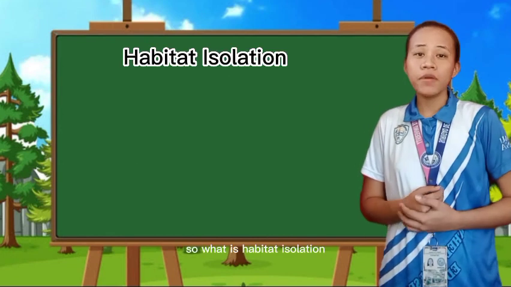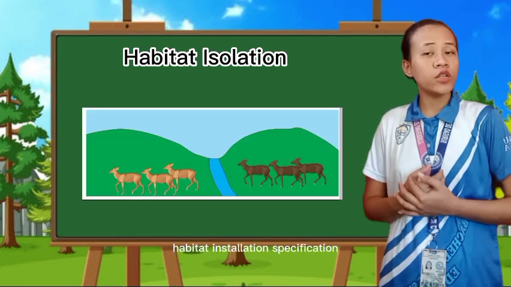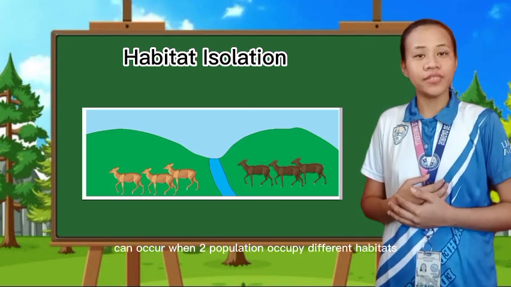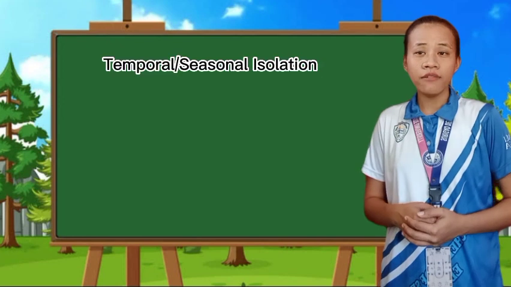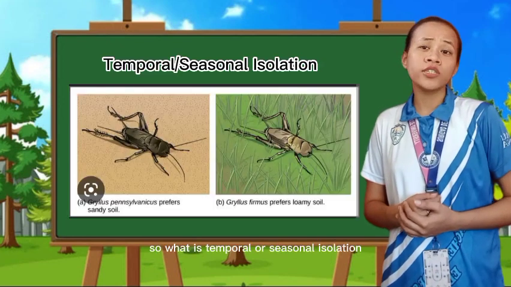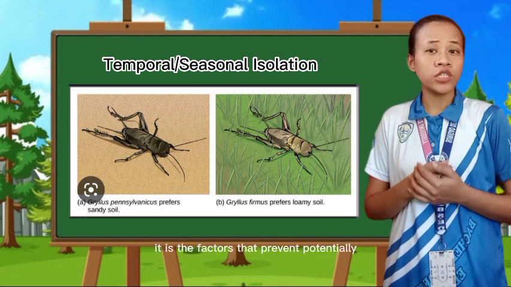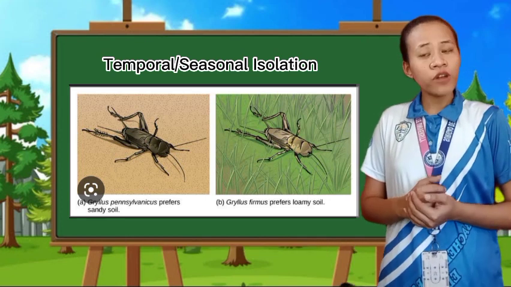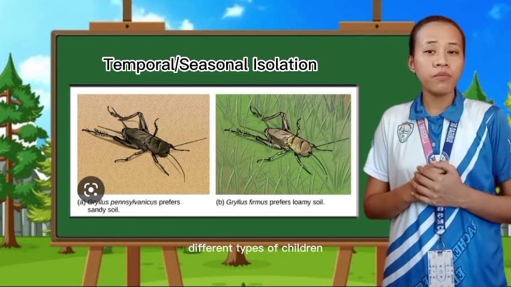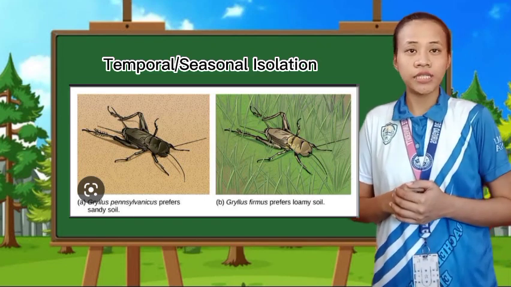So what is habitat isolation? Habitat isolation speciation can occur when two populations occupy different habitats. Next, we have temporal or seasonal isolation. What is temporal or seasonal isolation? It is the factors that prevent potentially fertilizing individuals from meeting, which reproductively isolate the members of distinct species.